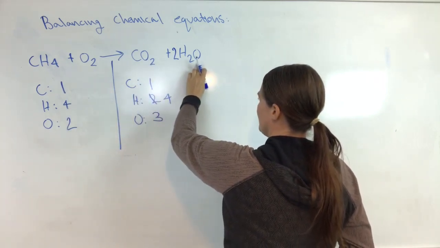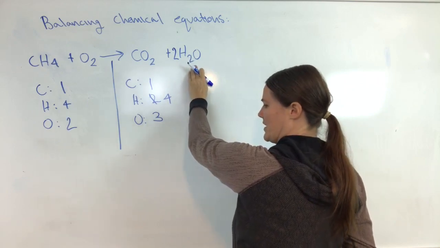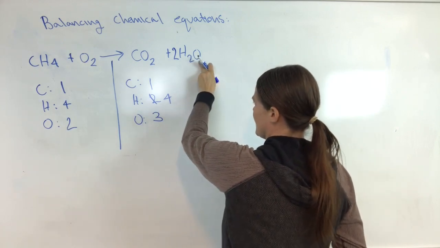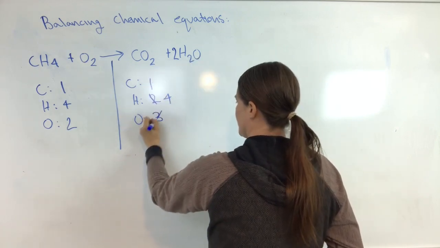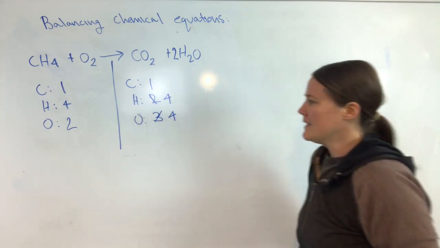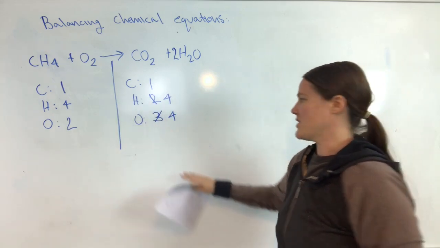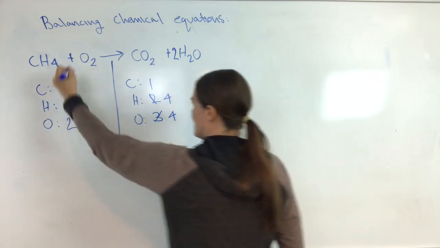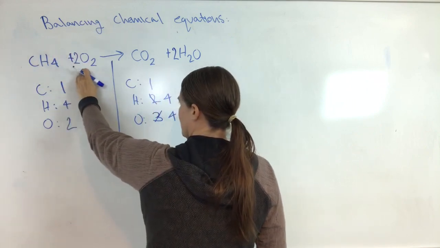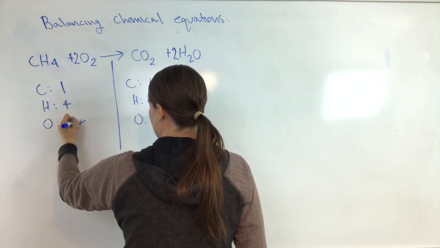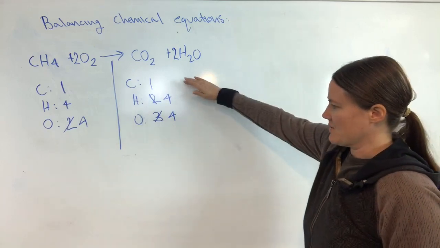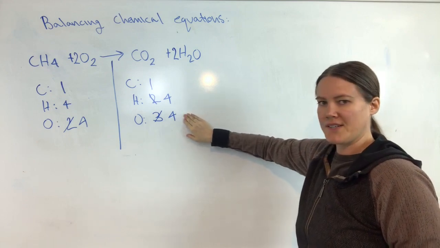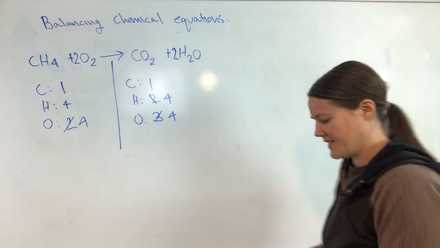Now over here we have 2 water molecules. Each water molecule has 1 oxygen. So that means that we have 2 oxygens here and we have 2 here. So 2 plus 2 is 4. Now we want to balance the oxygens. So we have 4 oxygens here and 2 here. So we need 2 more here. So we're going to multiply this O2 by 2, and now we have 4. So let's just look at this. We have 1 carbon on both sides, 4 hydrogens on both sides, and 4 oxygens on both sides. So this equation is balanced.